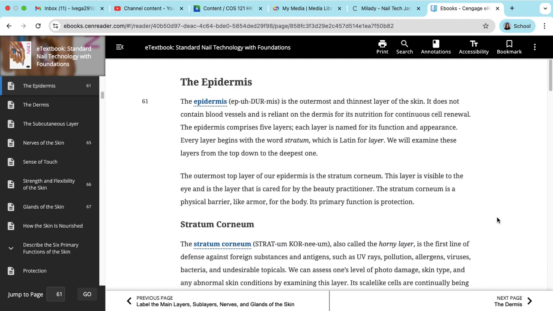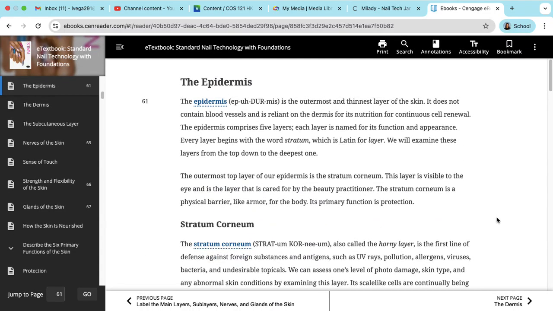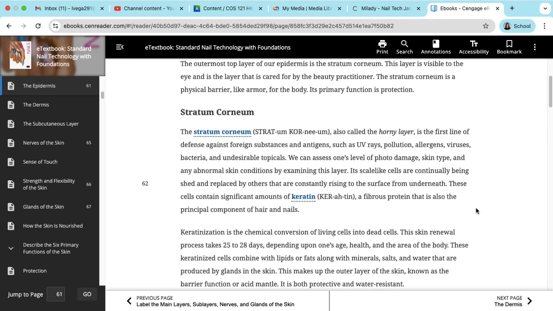So now we're going to talk about the layers of the skin. We have the epidermis, and the epidermis is divided in 5. So the epidermis is the outermost and tiniest layer of the skin. Very important. And it's divided into 5 layers. So we have the stratum corneum. This one is the first line of defense against foreign substance and UV rays.